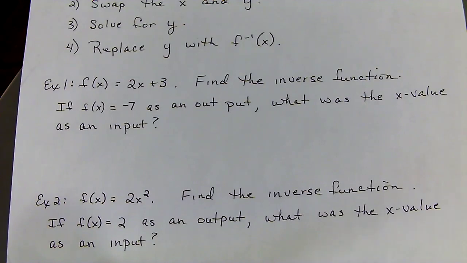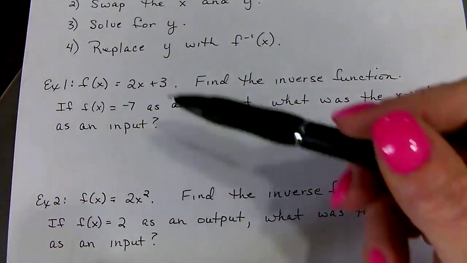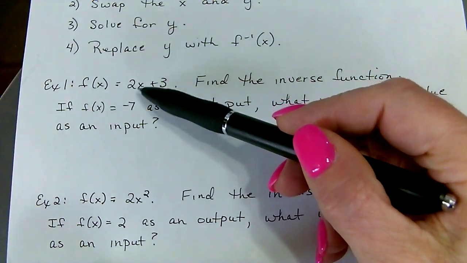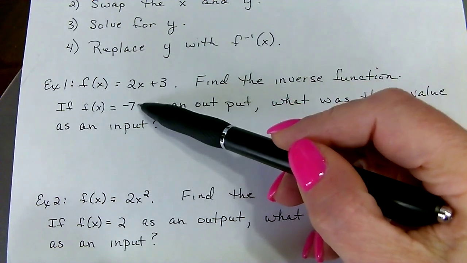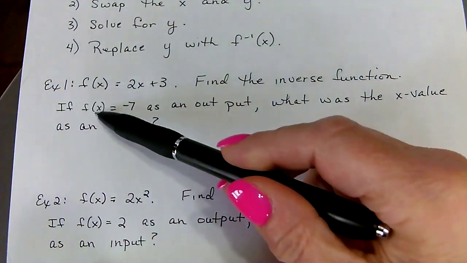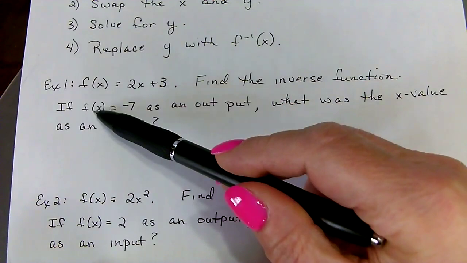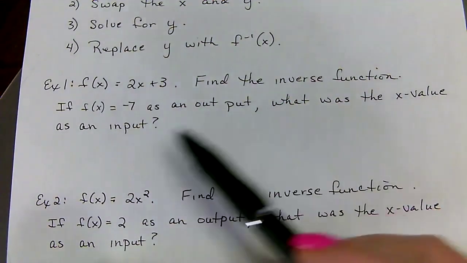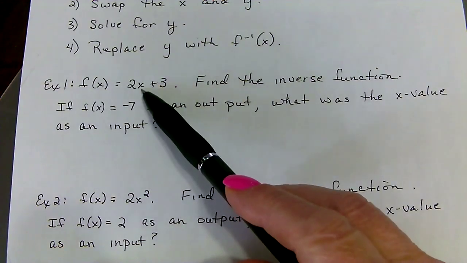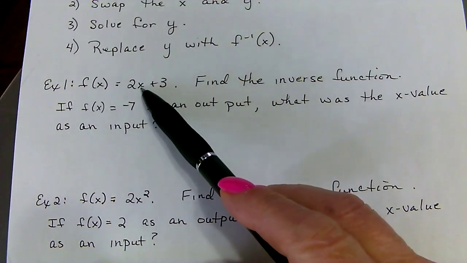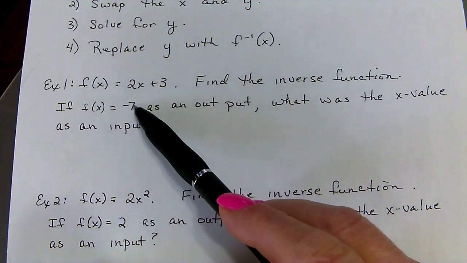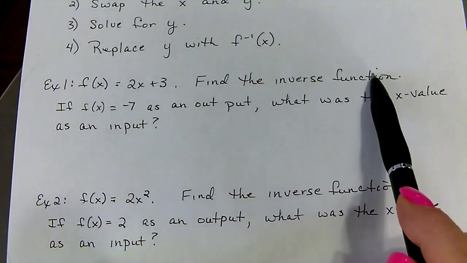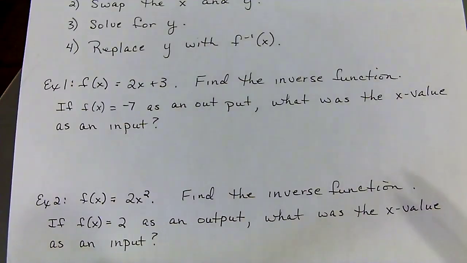And then it says if f of x is equal to -7 is an output. In other words, you put in some value for x right here, and you got an answer of -7. That's its output, because they said you put into f and you got an output of -7. Then it's saying, what was the x value of that input? In other words, what did you put in here that gave you an answer of -7? But let's find the inverse first, and then we'll talk about how to answer that final question.